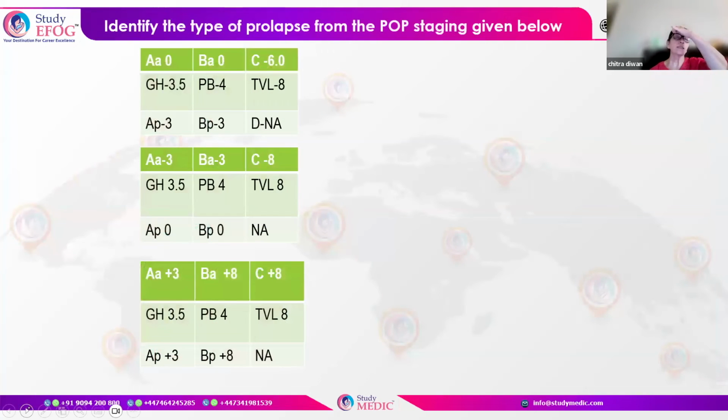Now, based on this, let us try to identify the type of prolapse. So this is basically given in a grid where you have points Aa, Ba, point C. This is the genital hiatus. Then this is the perineal body, total vaginal length. These are the posterior points. Now, because this woman has undergone a hysterectomy, point D is not applicable. So here what you are seeing is that point Aa is 0. That means it can be -3 to +3. Okay. So it is not -3, it is 0. Ba is also 0.